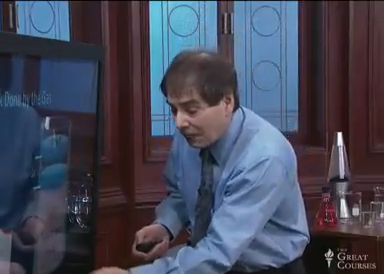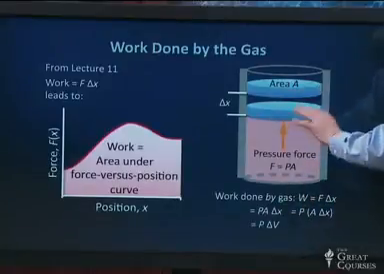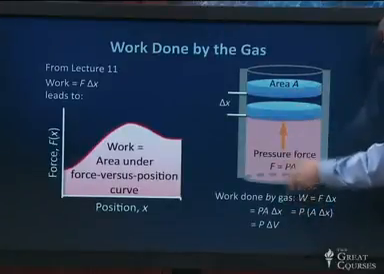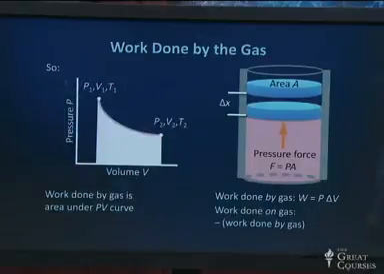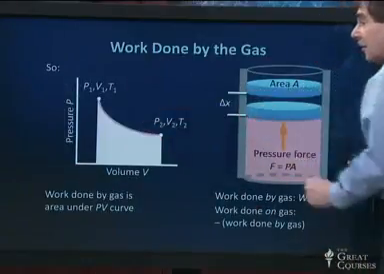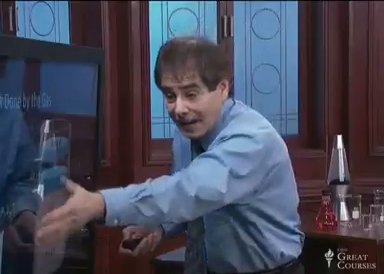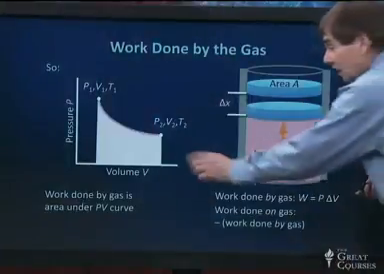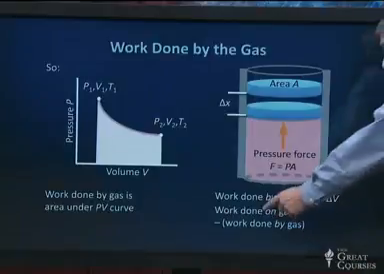So the work done by the gas in this simple case, and I'm assuming the piston didn't move very far and so the pressure stayed constant, is P delta V. If the pressure didn't stay constant, then I would look at the area under the PV curve, analogously to the way I looked at the area under the force position curve. And that area would be the work done by the gas. Now, that's the work done by the gas.